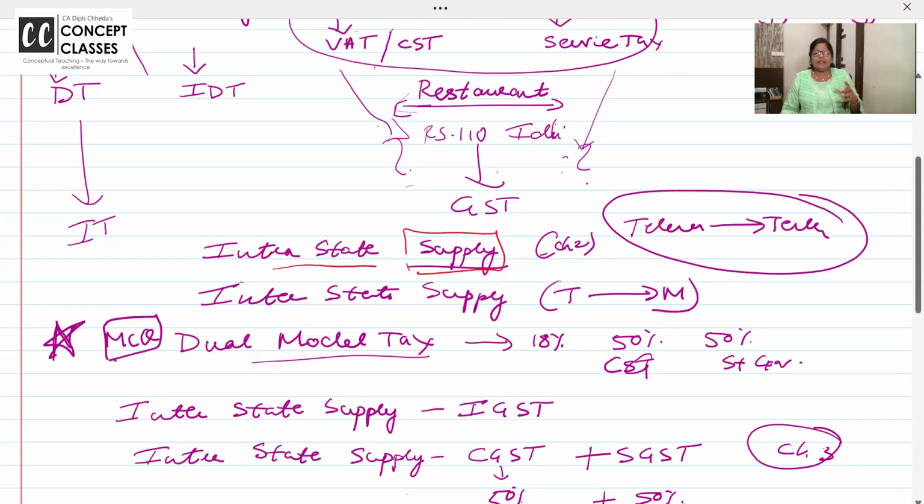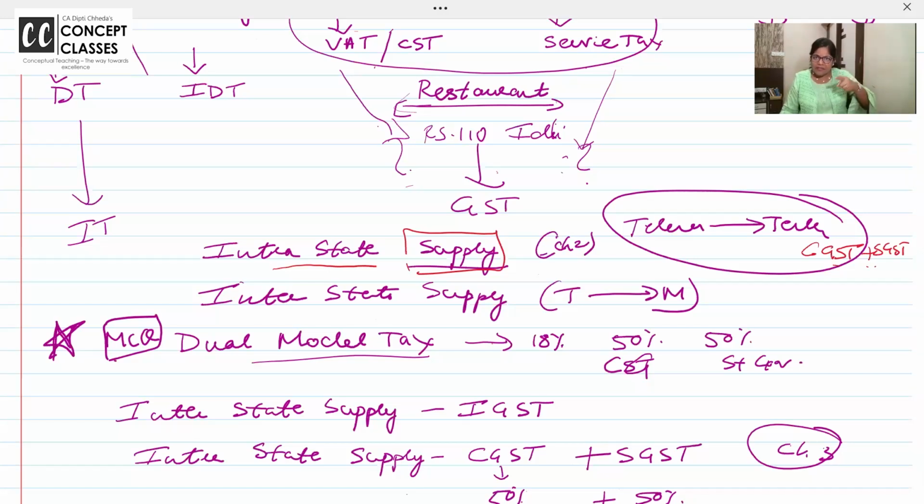So what is supply? Within the same state, if you supply goods or service, it is called intrastate supply. Interstate supply is when you supply goods or services outside the state. From Hyderabad, I'm teaching students in Chennai, right? Then this is interstate supply of services, right? And within the state, it is called CGST plus SGST. Within the state is the Central GST Act and the state Act. Put together, the rate will be the same.